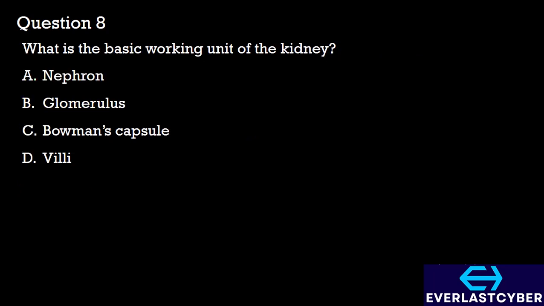Question 8. What is the basic working unit of the kidney? A. Nephron. B. Glomerulus. C. Bowman's capsule. D. Villi. The nephron is the basic working unit of the kidney. Each kidney contains about 1 million nephrons and they are responsible for filtering blood, removing waste products, and regulating fluid and electrolyte balance. Now, the nephron consists of various components like the Bowman's capsule, the glomerulus, the proximal and distal tubules, and the loop of Henle.